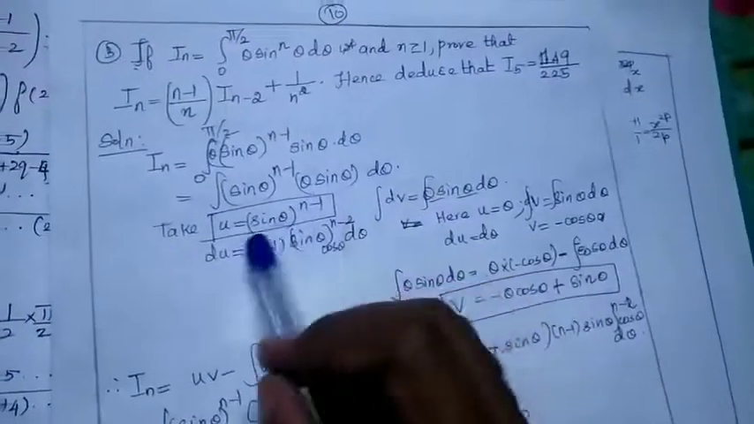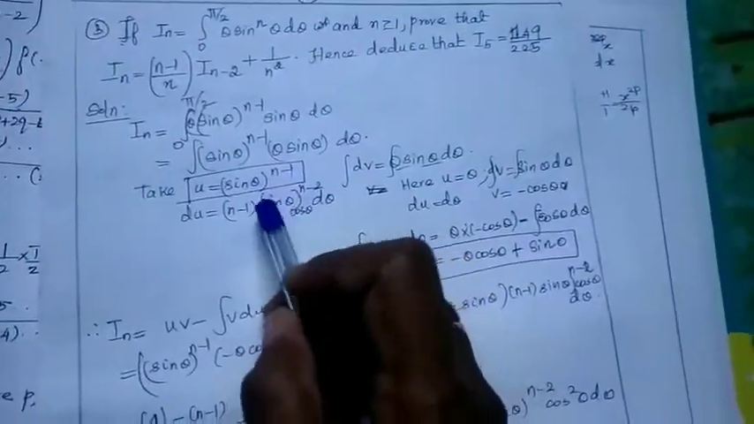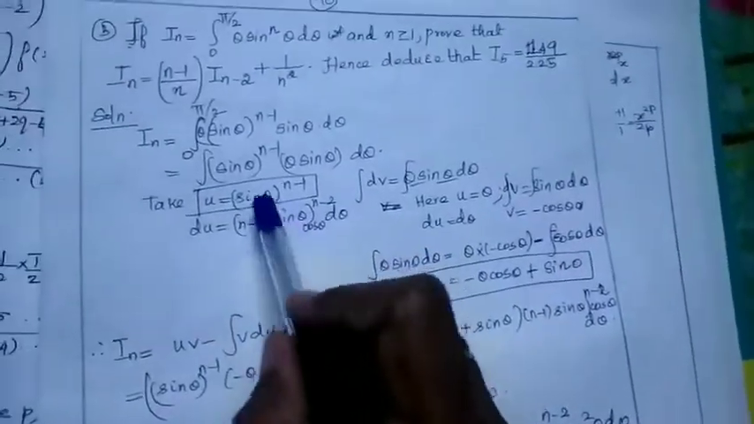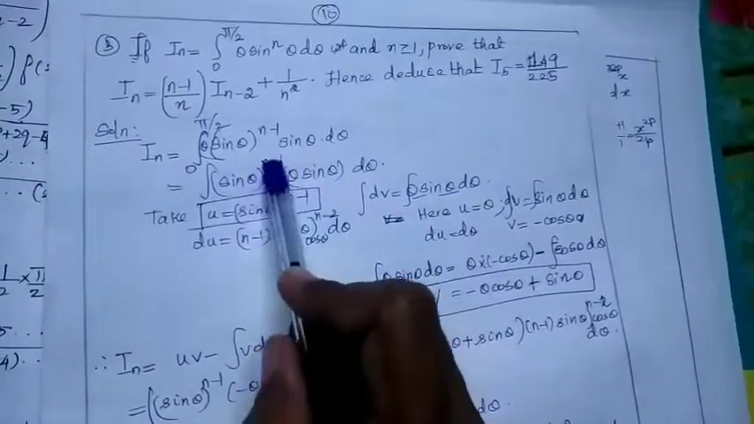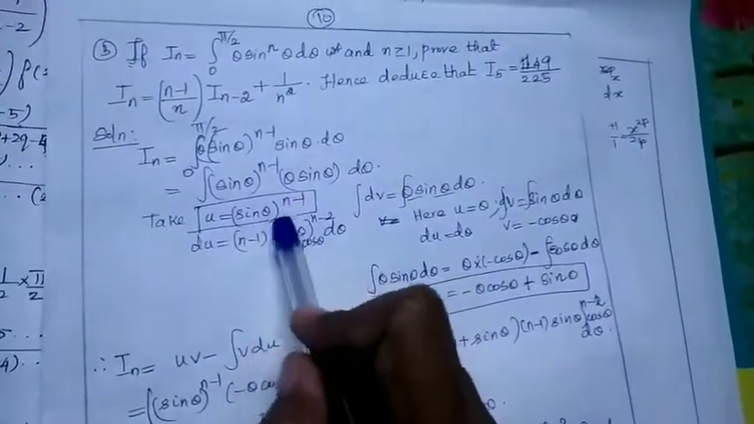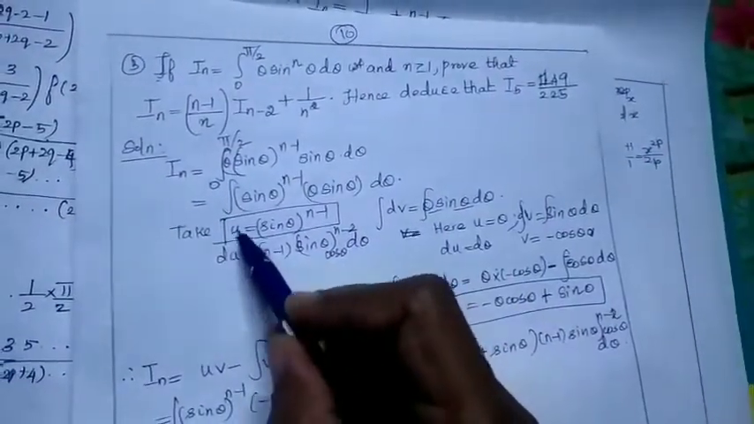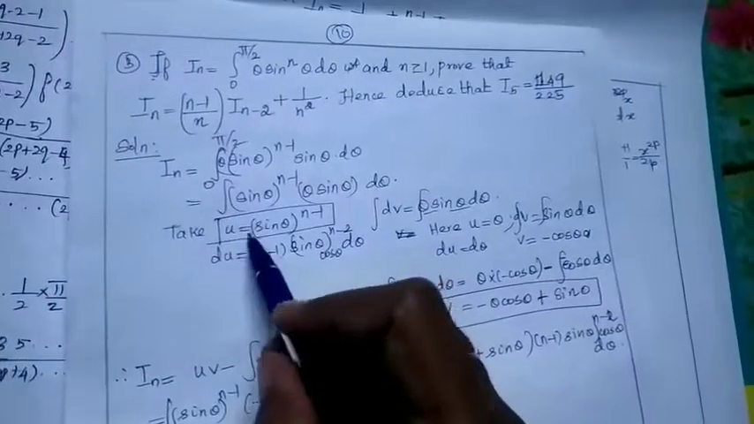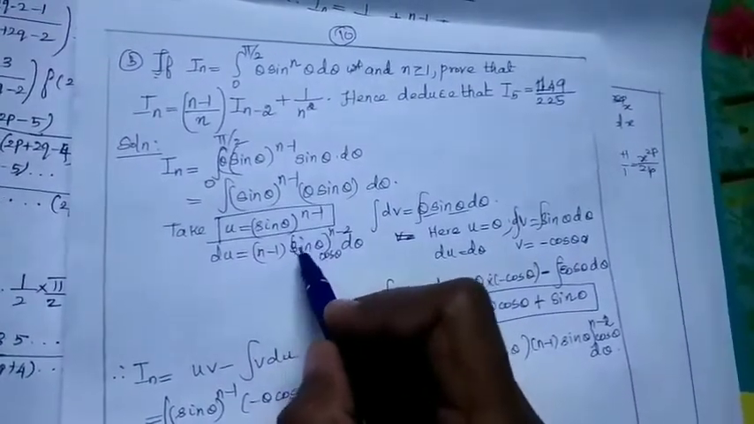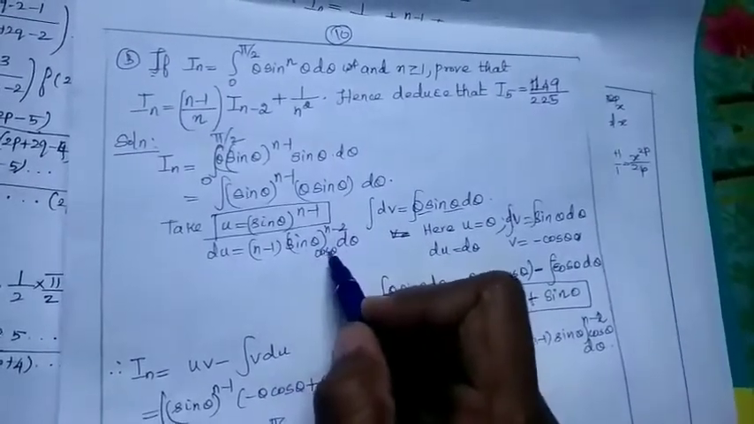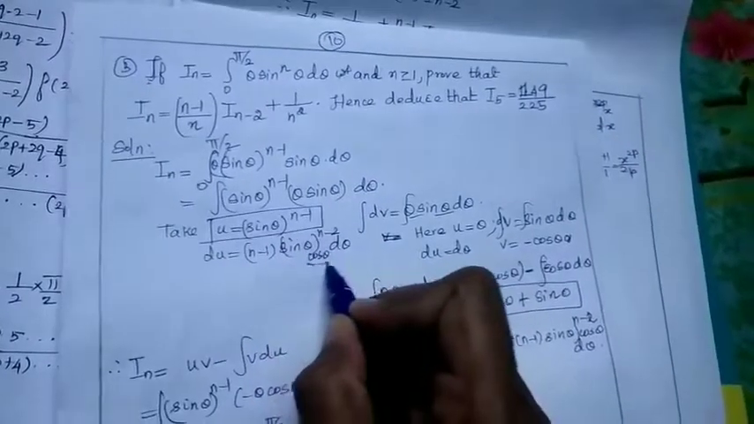So now you have to apply the UDV formula, right? So what is your u here? So listen, I'm going to take my u as sin theta the whole power n minus 1. So sin theta the whole power n minus 1. Now just to differentiate this, find what is du, right? What is your du? Du is nothing but n minus 1 times sin n minus 2 theta, into differentiation of this sin theta, that is cos theta.